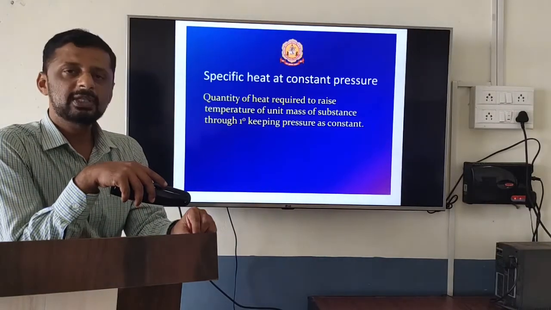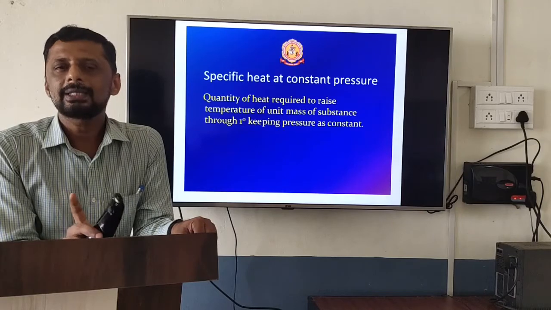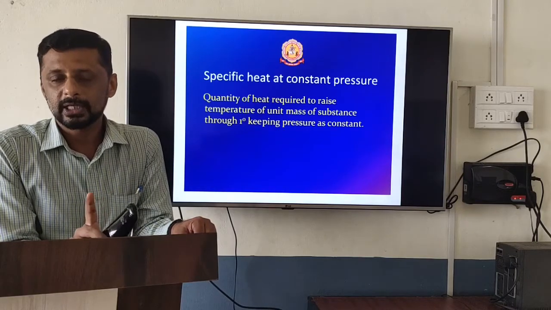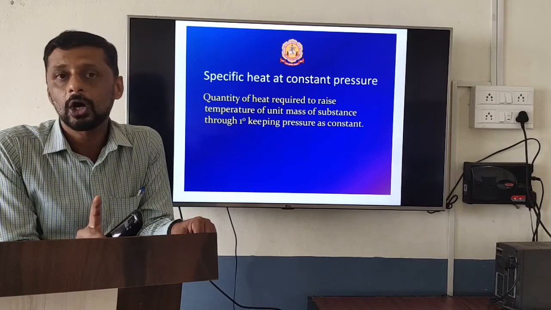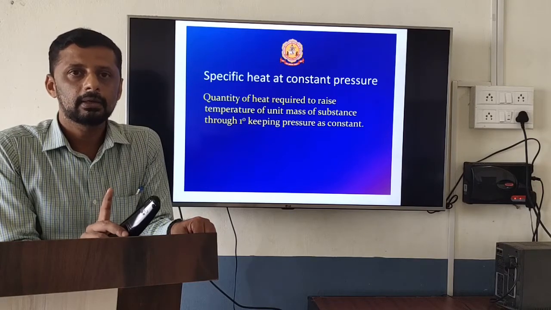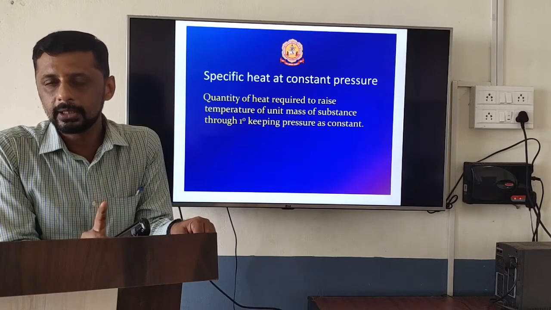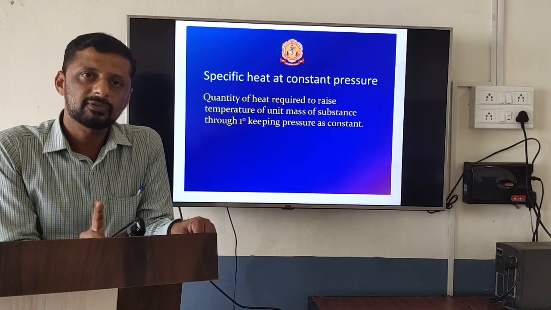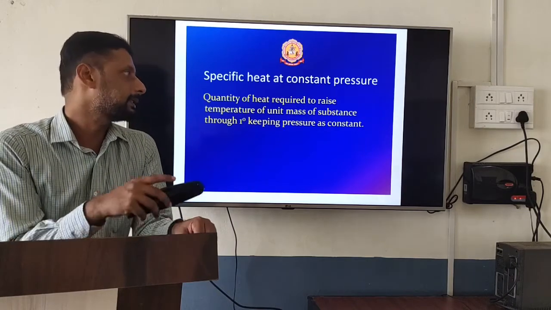Next, similarly, specific heat at constant pressure. In this case, for the same cylinder, attach a movable frictionless piston. So here volume is not kept constant. In order to keep the pressure constant, the piston will move in which direction? Upward direction. So therefore, what will happen? The pressure remains constant. Since volume is not kept constant, in order to keep the pressure constant, volume gets changed. In this case, it is the quantity of heat required to raise the temperature of unit mass of a substance through 1 degree Celsius, where the pressure is kept constant.